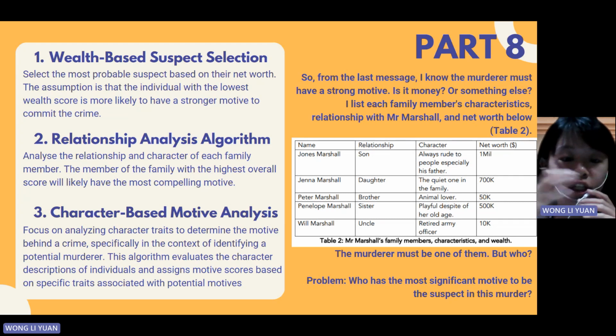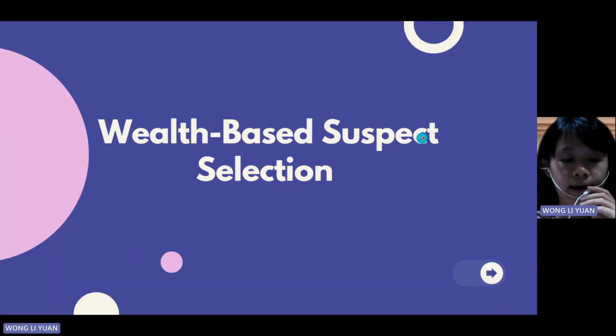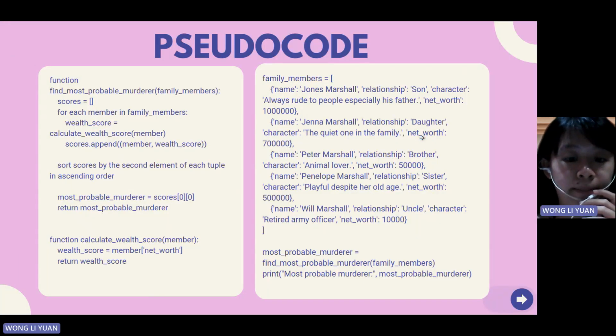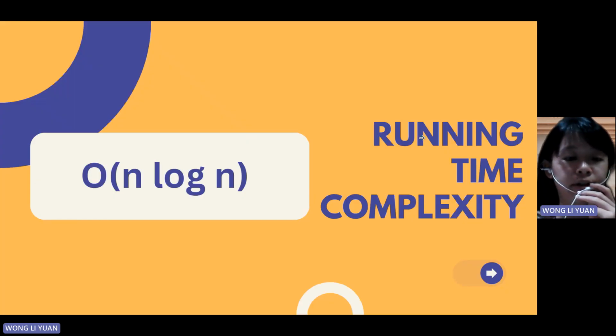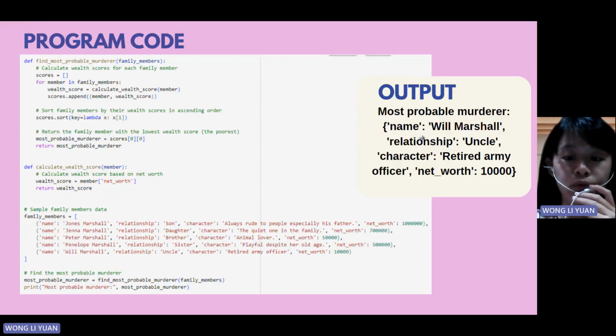Next is the relationship analysis algorithm. Focus on the relationship and character of each family member. Third is the character-based motive analysis. Only focus on characters of each family member. Here is the pseudocode of wealth-based suspect selection. The time complexity of this algorithm is O(n log n). Here's the program code. Its output shows that Will Masha, his uncle, is the most probable murderer.